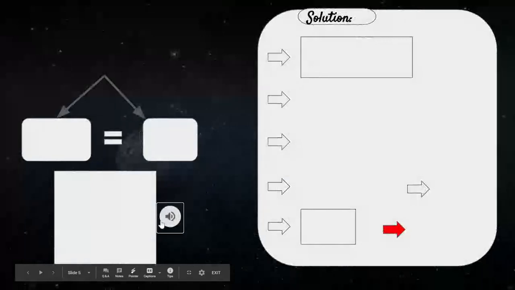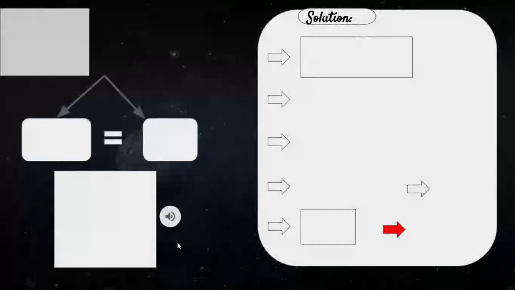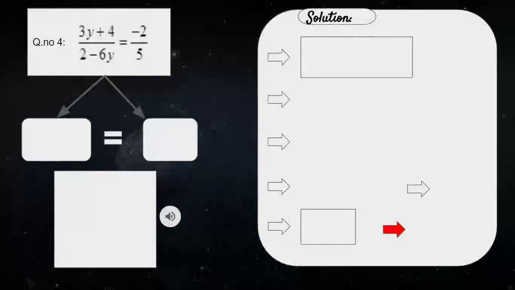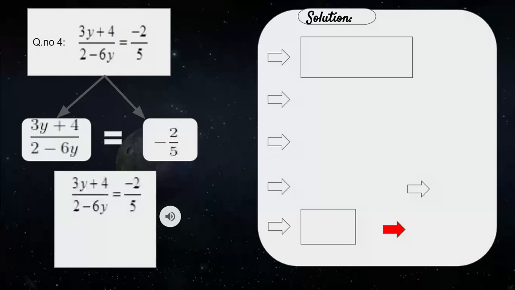Now question number 4. Question number 4 also same like as the third question. See, 3y plus 4 upon 2 minus 6y is equal to minus 2 upon 5. By cross multiplying, we can make it as a linear equation. See, left side it is given 3y plus 4 upon 2 minus 6y, and right side it is minus 2 upon 5. So here we can cross multiply 3y plus 4 into 5. Same way minus 2 into 2 minus 6y.